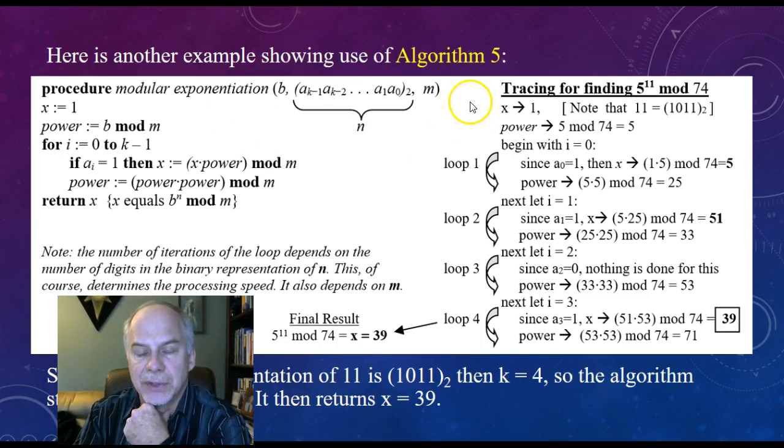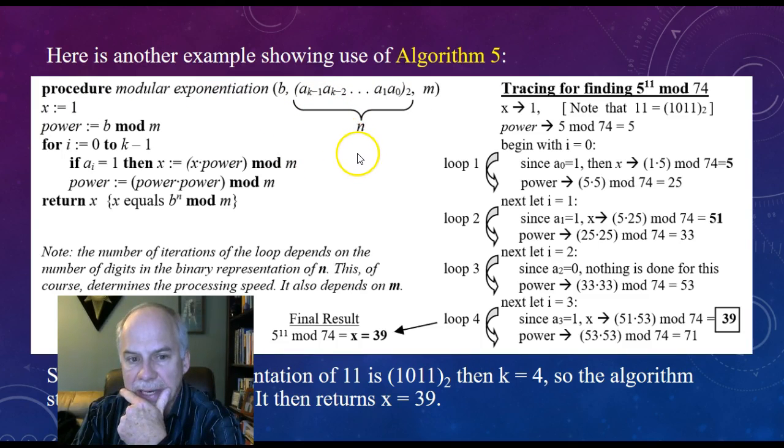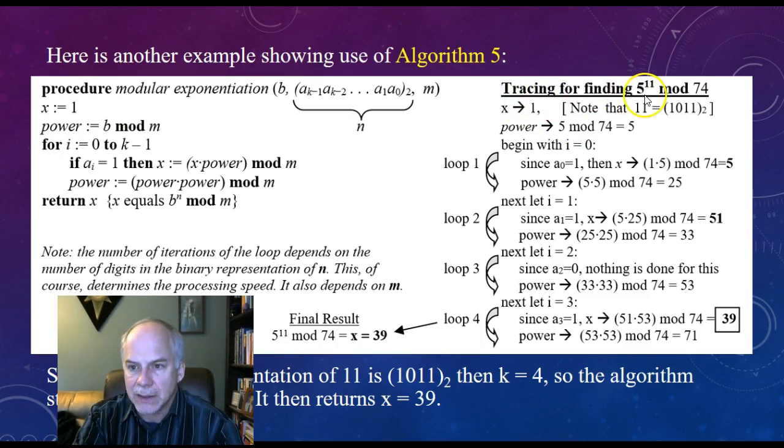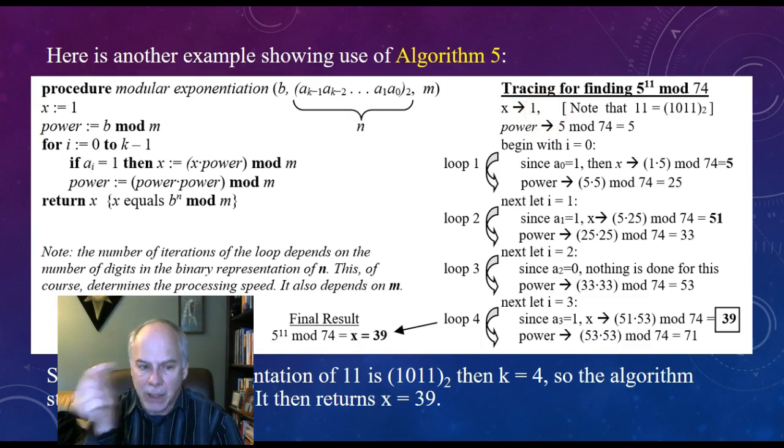So here's an example of using algorithm 5. This is algorithm 5. I've repeated it here, and I've added a little bit of notes to help you understand this. n is this number here, which is represented as a binary expansion. And so you start off with x becoming equal to 1, right? That's part of the algorithm. Now I've traced this algorithm using 5 for the base, 11 for the n, and 74 for the m, the mod, okay? But the first thing that happens is x becomes equal to 1. So I set x equal to 1. And the arrow represents x becoming equal to 1, right?